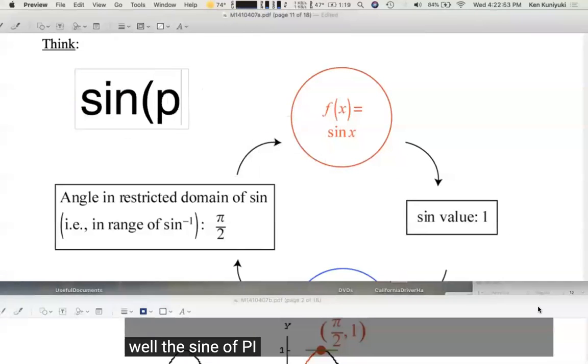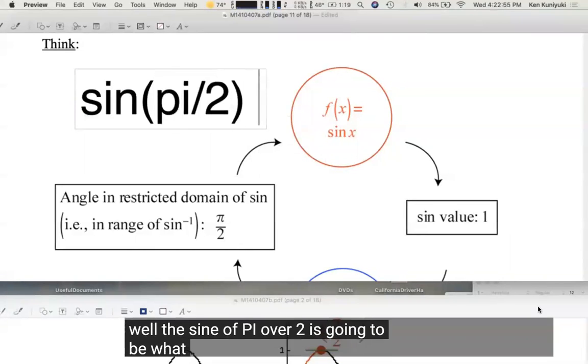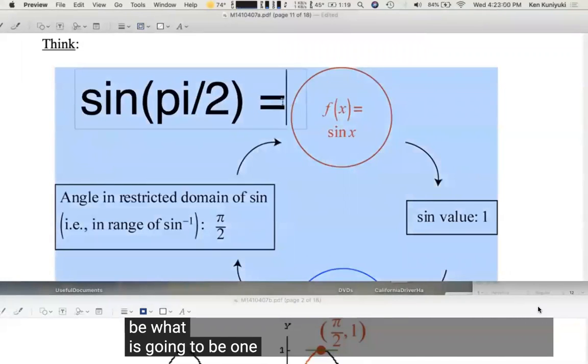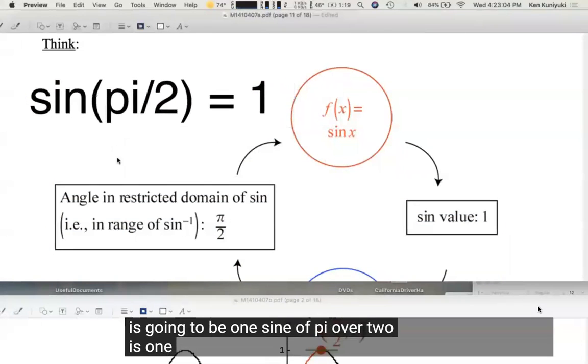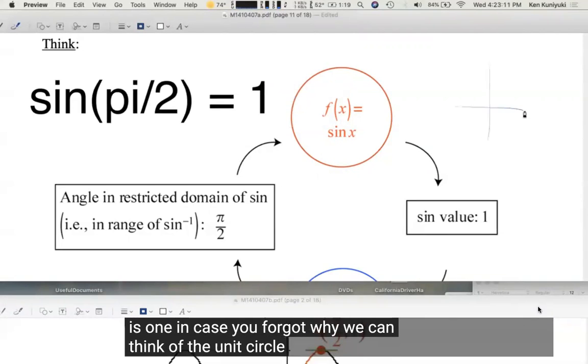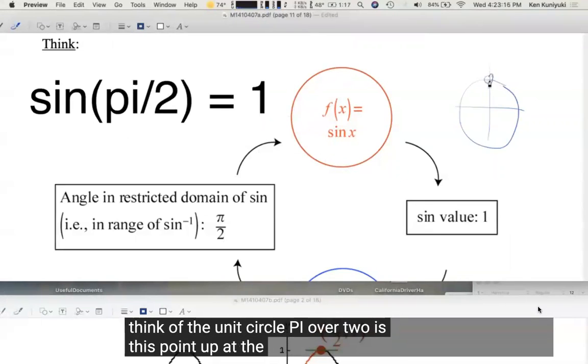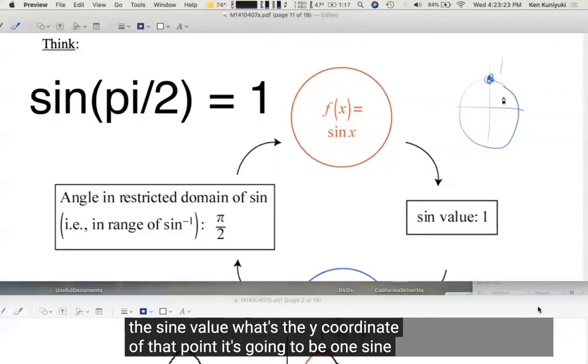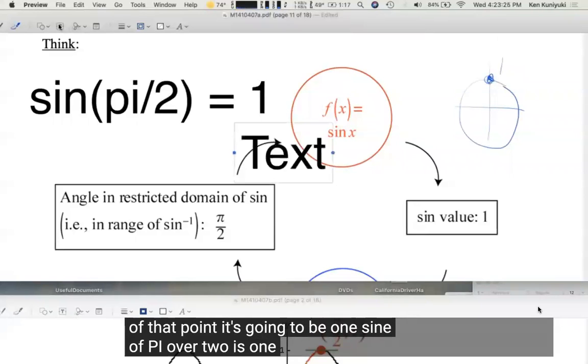Well, the sine of pi over 2 is going to be what? It's going to be 1. Sine of pi over 2 is 1. In case you forgot why, we can think of the unit circle. Pi over 2 is this point up at the North Pole. We want the sine value. What's the y-coordinate of that point? It's going to be 1. Sine of pi over 2 is 1.